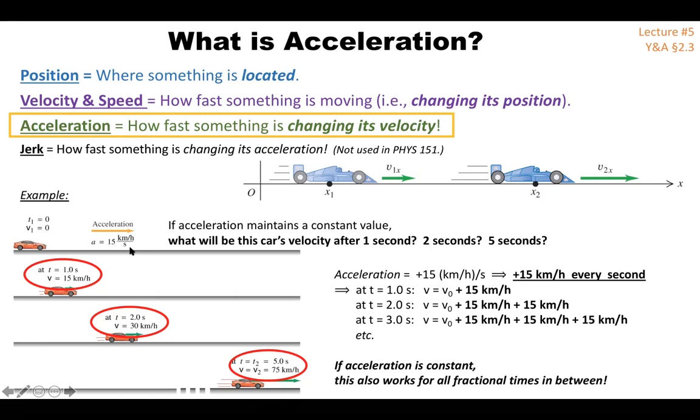And in that case, we can slice this by fractions of a second, right? For every half second that goes by, the car's velocity will increase by 7.5 kilometers per hour. So at t equal 1.5 seconds, it would be 15 plus 7.5, right? Or 22.5 kilometers per hour. We could do it by tenths of a second. For every tenth of a second, the velocity would increase by 1.5 kilometers per hour, and so on. So yes, for constant acceleration, we could interpolate like that and figure out what it would be for any fractional time also.